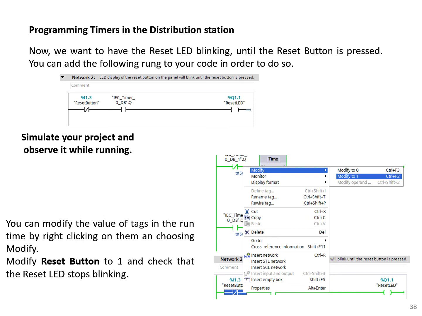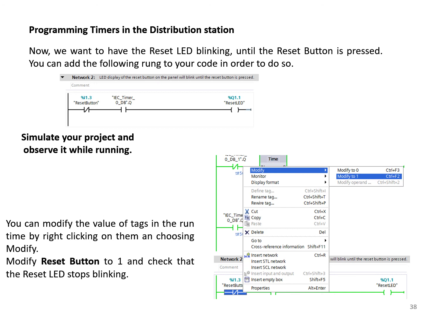Now we want to have the reset LED blinking until the reset button is pressed. You can add the following rung to your code in order to do so. So here we have the rung, and this is the address of the reset button. Okay, this is the real address of the reset button in the real hardware, but again, you could use any numbers here because you're using PLC sim, but I strongly recommend you to follow the instruction and use exactly the same variables. Simulate your project and observe it while it's running.